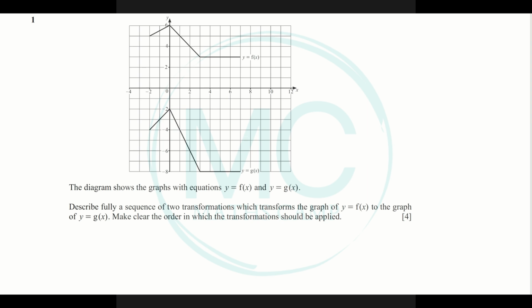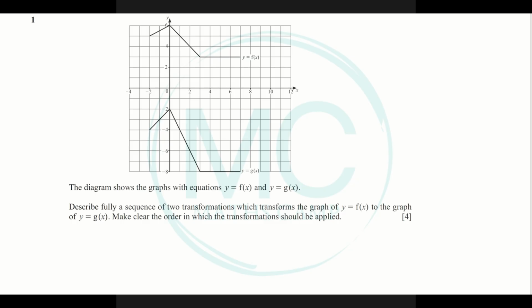Make clear the order in which the transformations should be applied. When considering transformations, we start with the stretch parallel to the x-axis, then the stretch parallel to the y-axis, and then any translation. Now, these graphs are drawn on a grid, so we can use the blocks to decide if the graph is stretched or not. Let's start with a stretch parallel to the x-axis.